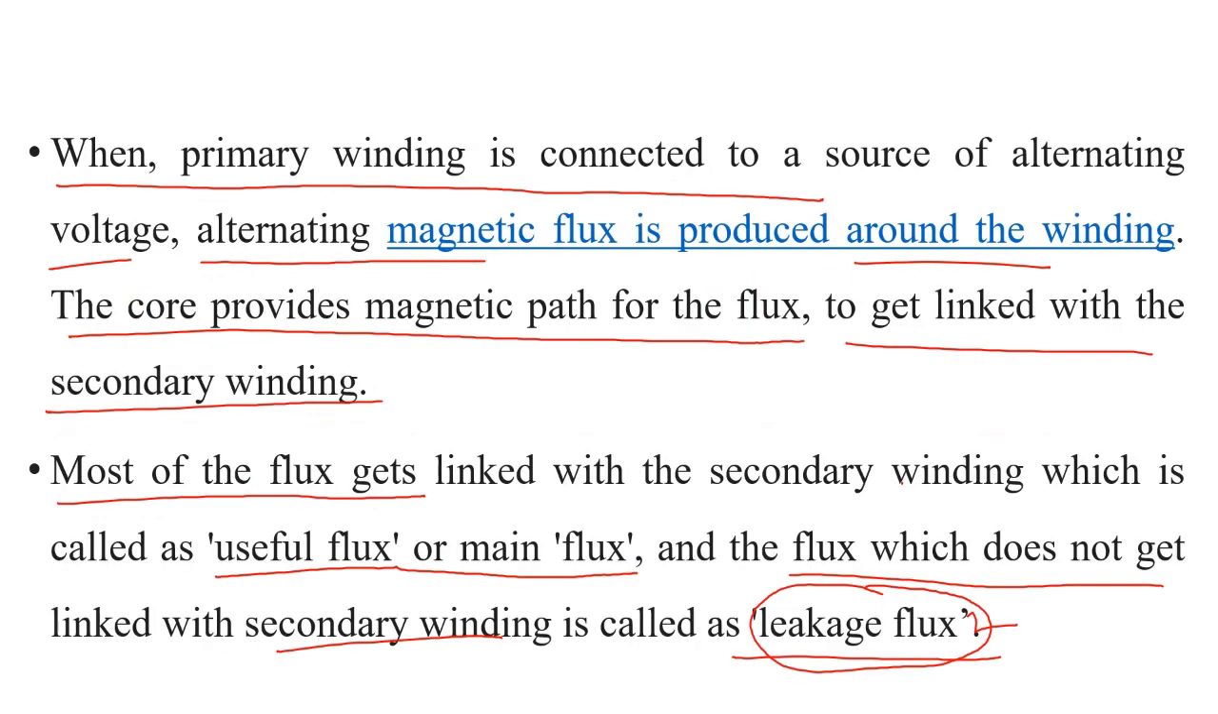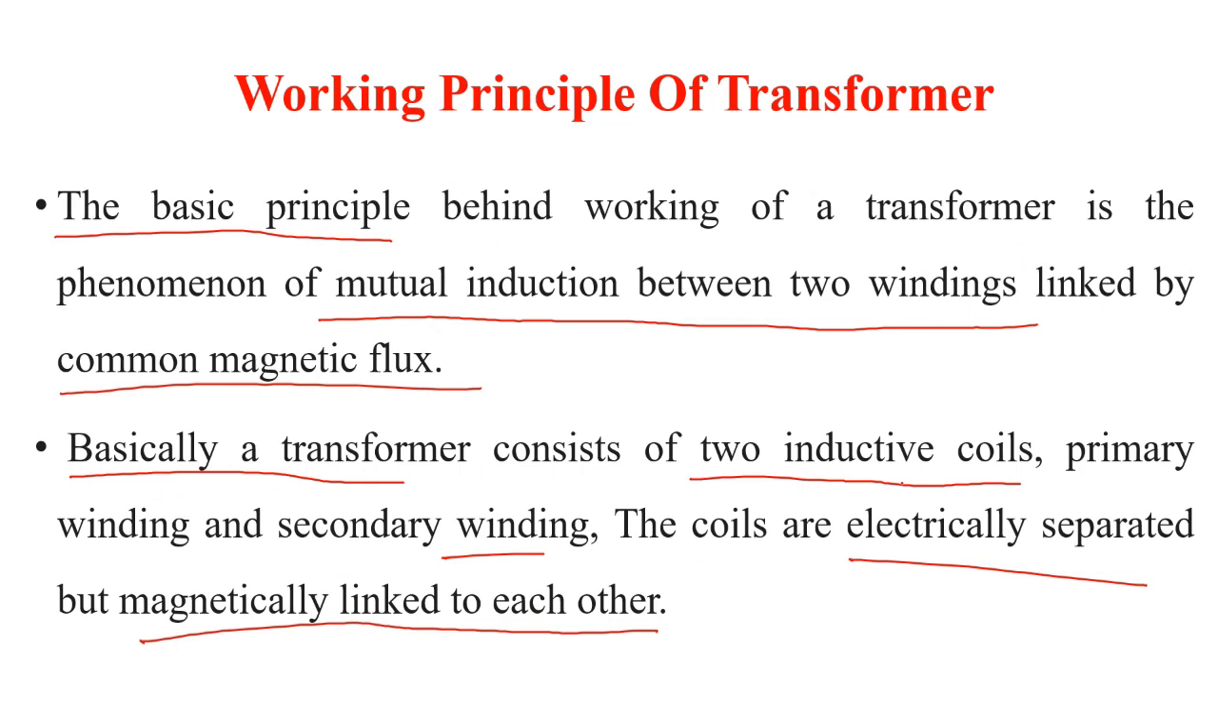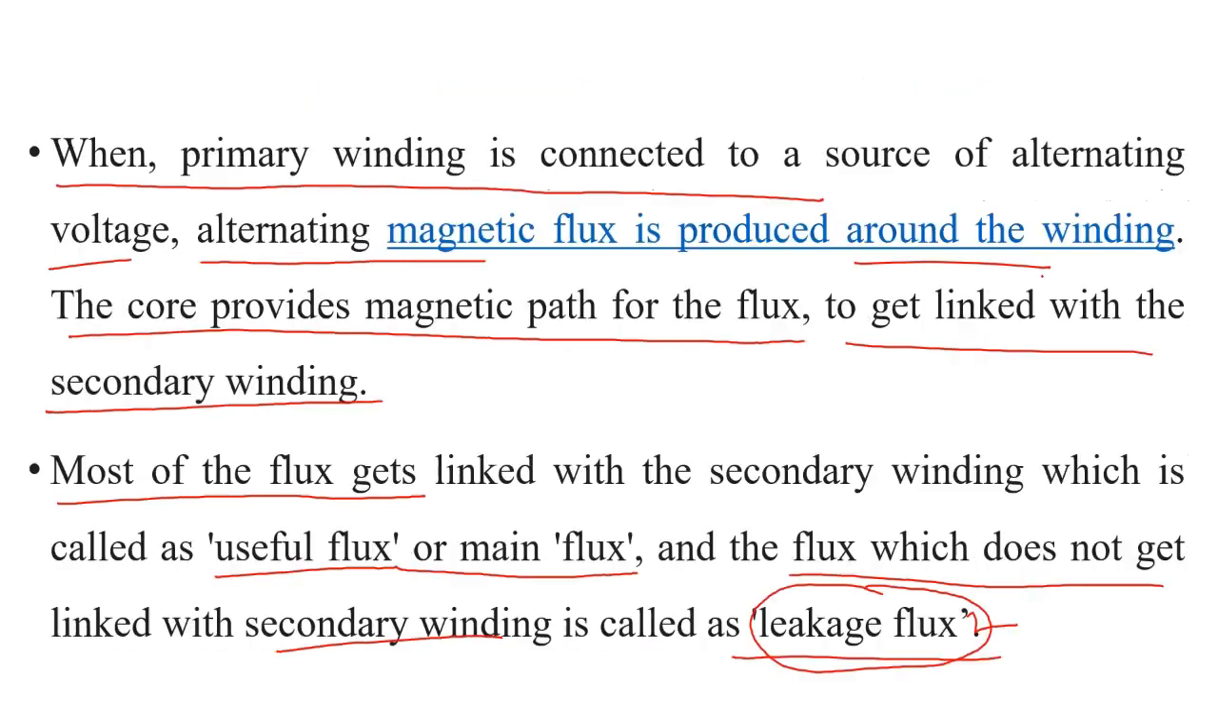Coming to the first point, the principle we are using is the mutual induction process, or Faraday's law of electromagnetic induction. Now point number 2: a transformer consists of two windings, the primary winding and the secondary winding, and across the primary winding we apply the alternating supply, and because of this alternating supply, alternating current flows. When the alternating current flows in the primary winding, there is a production of magnetic flux, that is, alternating magnetic flux.